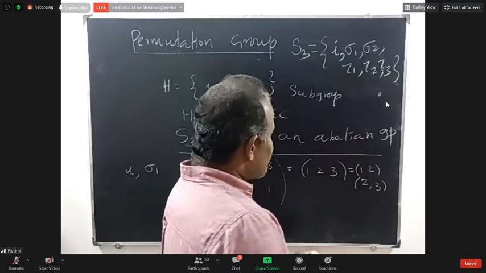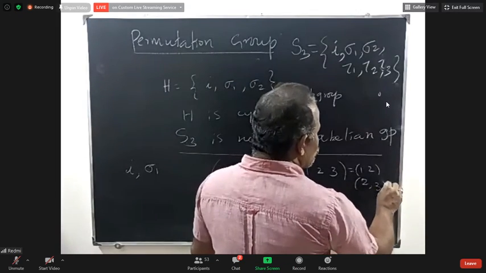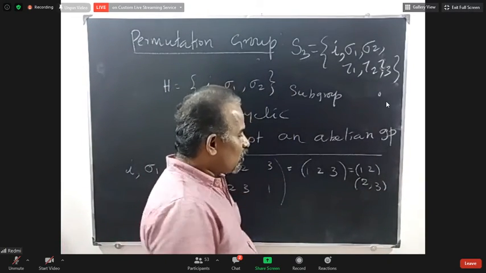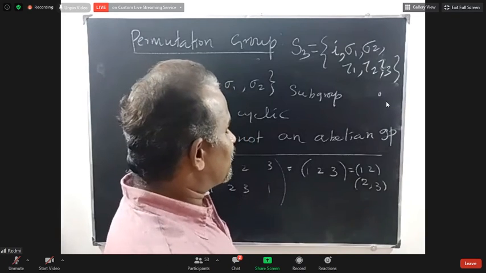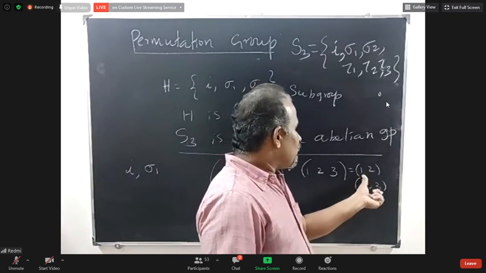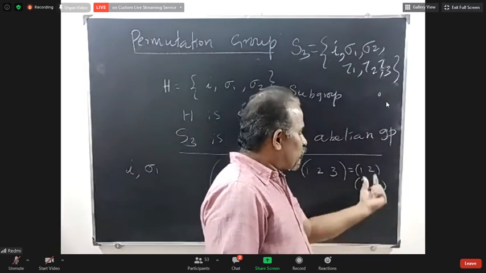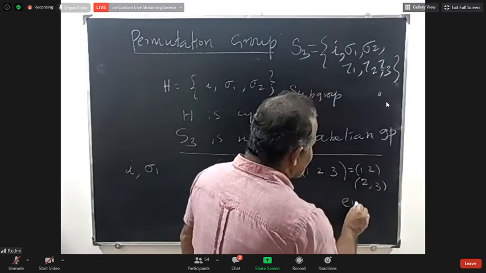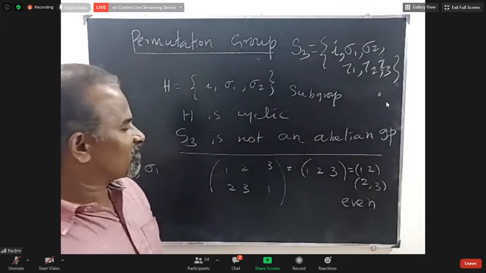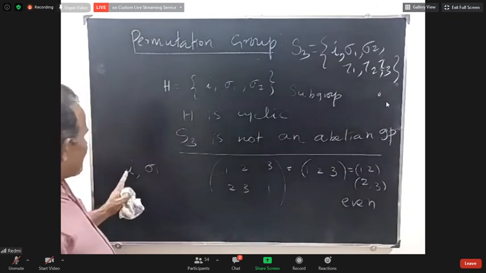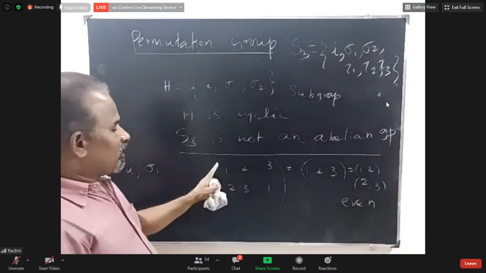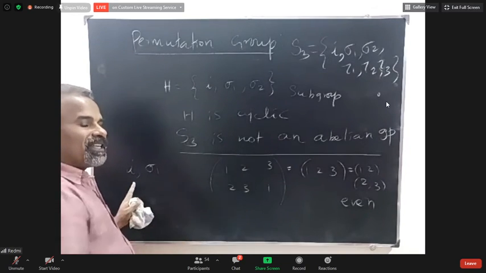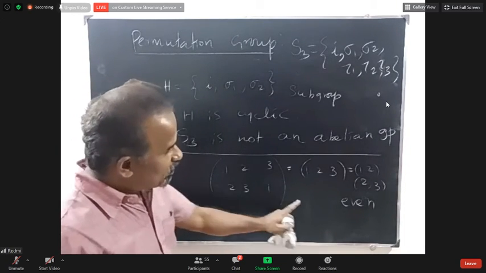So therefore, here there are two cycles of order 2. The product of two 2-cycles is even, therefore the permutation is called even. I is equal to what? I is always of order 0, so this is an even permutation.